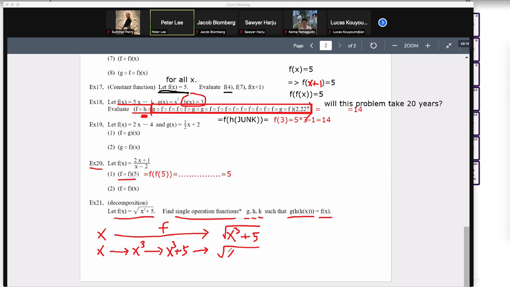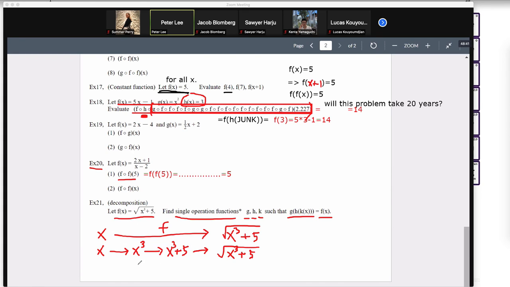If we open up the hood of the car, this is actually what's happening inside. Let's say we plug in x equals 7. To find f of 7, you plug in x equals 7, then you cube the number, and then add a 5, and then we take the square root. That's what we do inside this function.